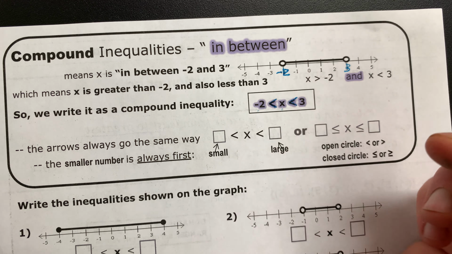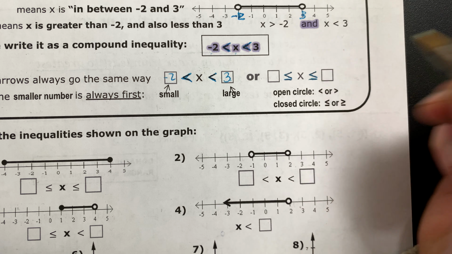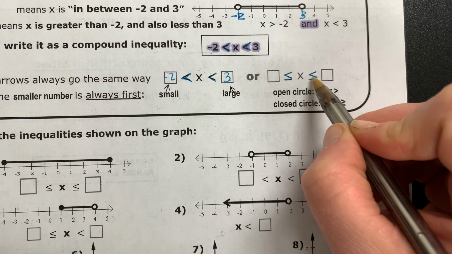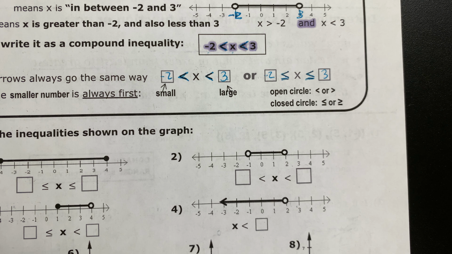Okay, the arrows always go the same way. They always go less than. And I put my smallest number here and my largest number here. So -2 and 3. Or even if they have lines underneath, even if they're closed circles, I am still going to put less thans and my smallest number and my largest number.